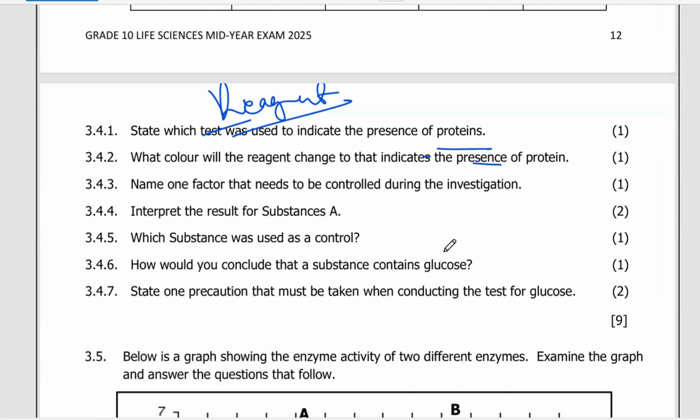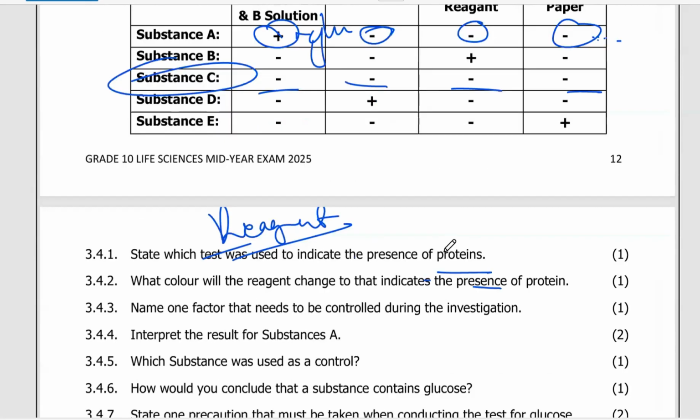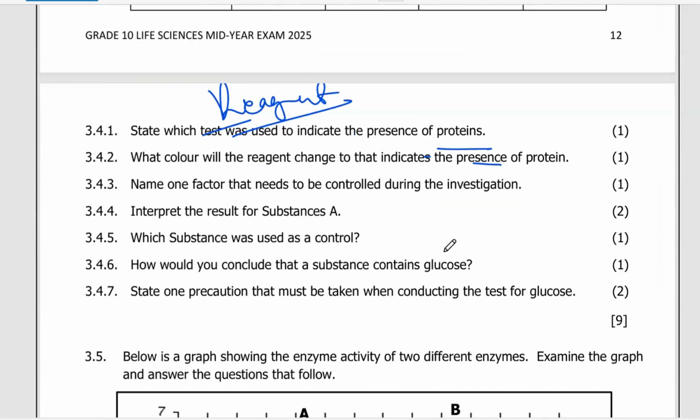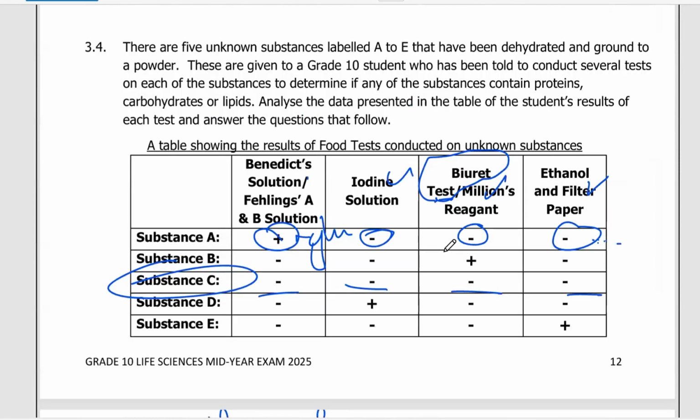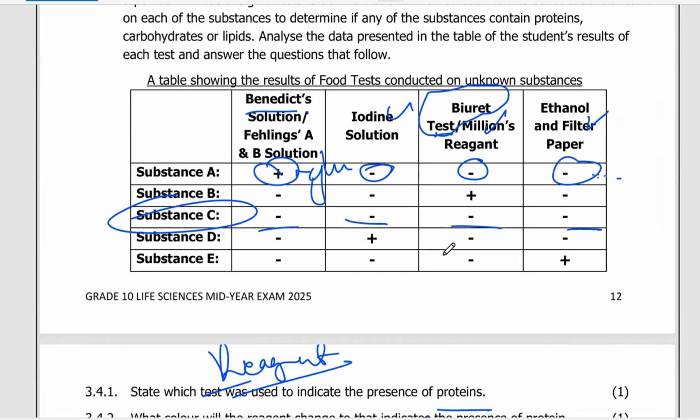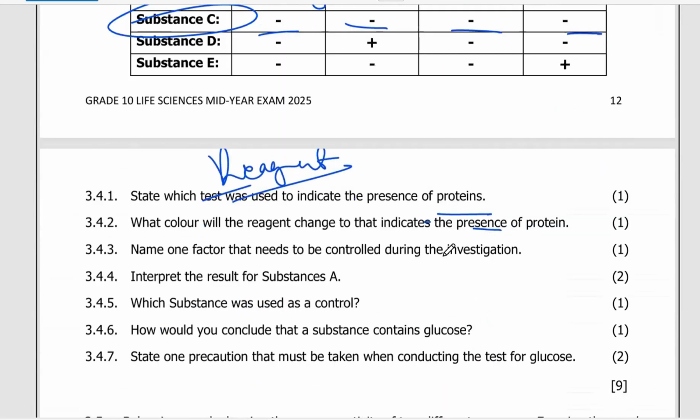How would you conclude that substance contains glucose? Yeah, it turns the Benedict's solution from blue to green to yellow to orange and then to red.